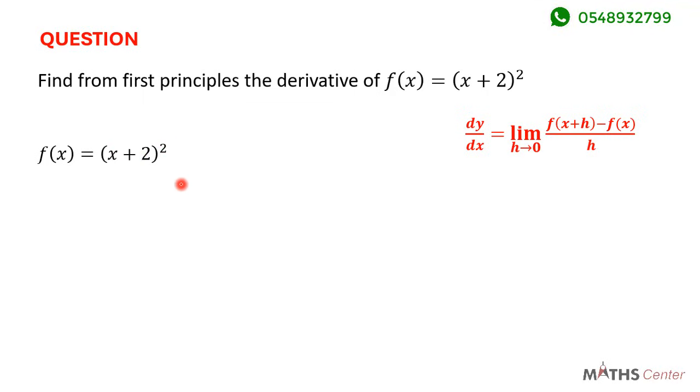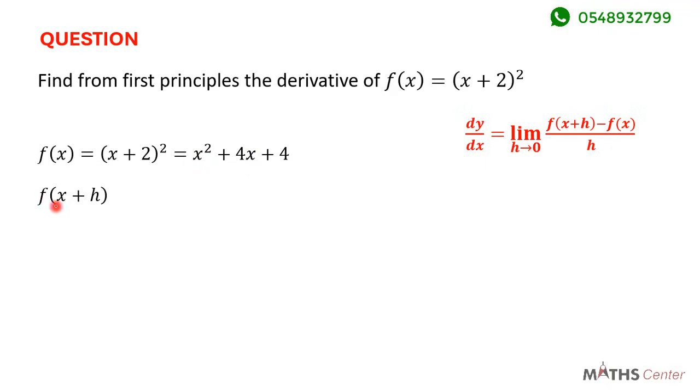So what we have to do now is to find f of x plus h. Then we will subtract f of x from it. We divide it by the denominator h, and then we find the limit as h approaches 0 of the resultant function. So let's find f of x plus h. Now here, because this is squared, we will have to expand it. So we have x plus 2 squared. When you expand it, you have x squared plus 4x plus 4.